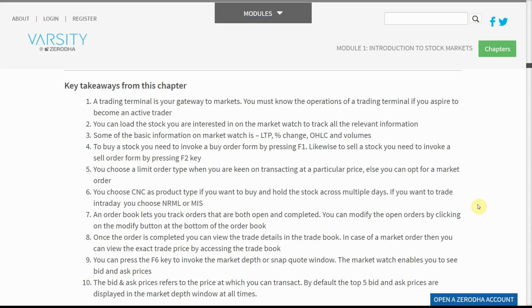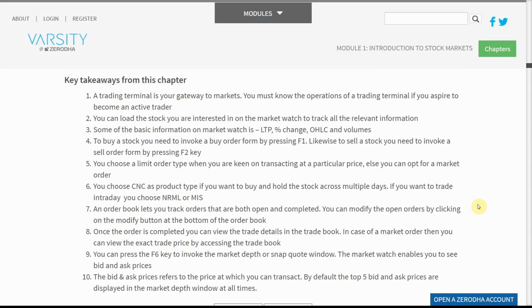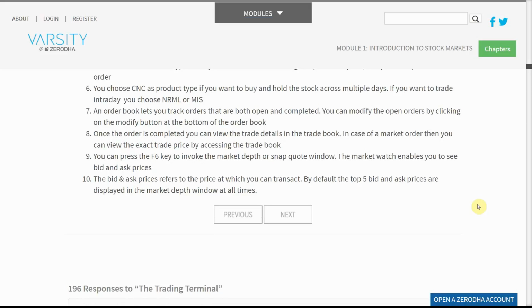You choose CNC as product type if you want to buy and hold the stock across multiple days. If you want to trade intraday, you choose NRML or MIS. An order book lets you track orders that are both open and completed. You can modify the open orders by clicking on the Modify button at the bottom of the order book. Once the order is completed, you can view the trade details in the trade book. In case of a market order, you can view the exact trade price by accessing the trade book.